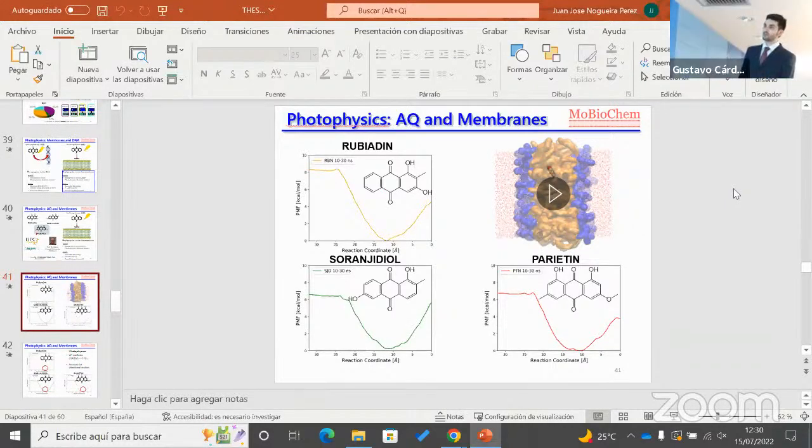You mean, let's see if I understand: if you have a compound that is a bit bulkier, perhaps, and you have to pass through the membrane, and you predict a barrier that is like 20 kcal, 30 kcal, would you say it's still feasible or not? Okay.